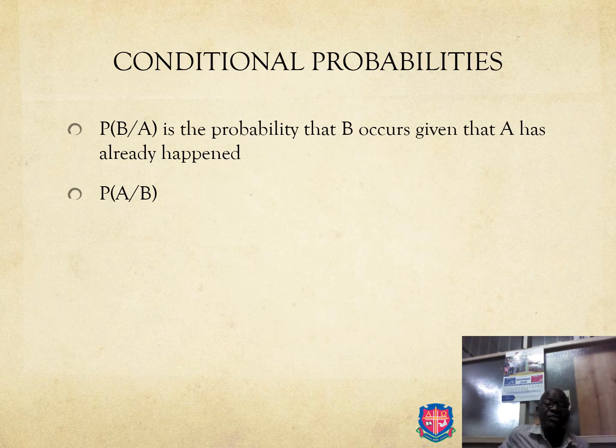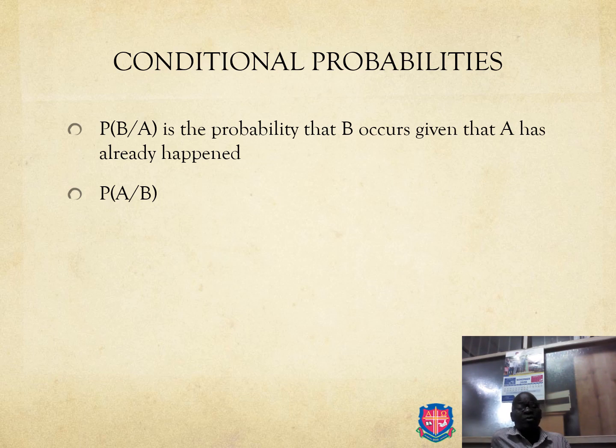Conditional probabilities. Probability of B given A, we normally explain it as the probability that B occurs given that A has already happened. So it means the probability of B occurring provided the first event that occurred was A. So the probability of B given A is the probability that B occurs given that A has already happened.